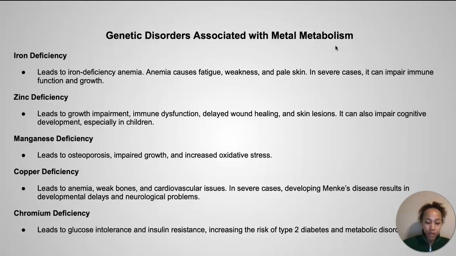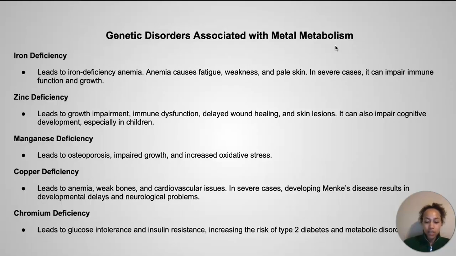Copper is vital for red blood cell formation and iron absorption in the body. So a copper deficiency can cause anemia, weak bones, and cardiovascular issues. It can also lead to something called Menkes disease.